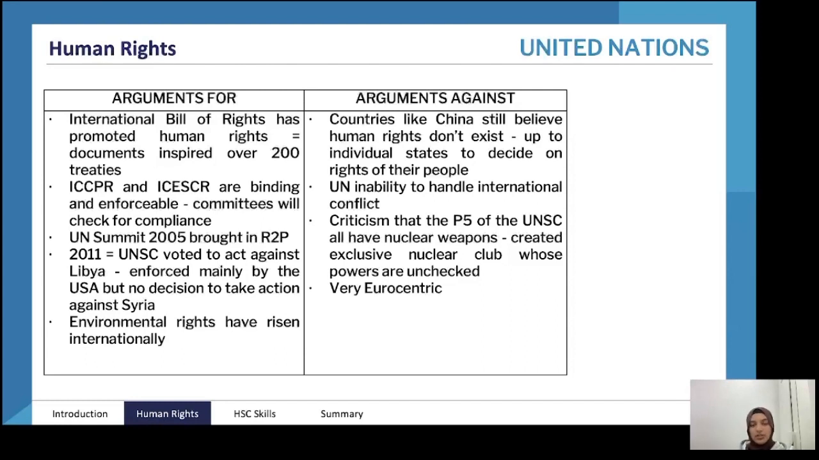Arguments against, though, like countries like China still believe human rights don't exist, so it's up to individual states to decide on the rights of their people. The UN's inability to handle international conflict as well, because, again, state sovereignty exists, and there has been criticism that the permanent 5 of the UNSC all have nuclear weapons, and they've created this exclusive nuclear club whose powers are unchecked. And a lot of people have also complained. So these are all basic ideas that people have said are against it, and people believe that these are true. Another one is that they are very Eurocentric.